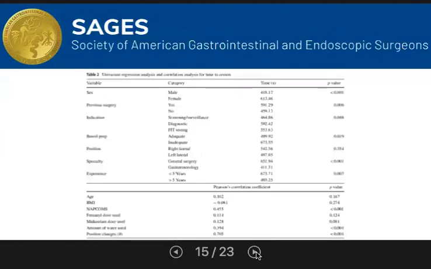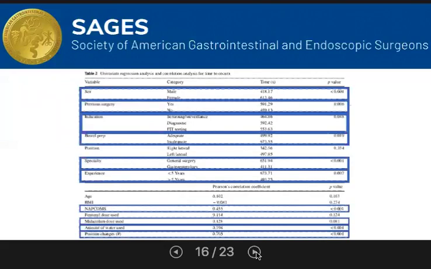This is the univariate regression analysis for time to cecum. Factors with a p-value less than 0.1 were identified to be independently associated with time to cecum. These included sex, previous surgery, indication, the adequacy of the bowel preparation, the specialty of the colonoscopist, either general surgeon or gastroenterologist, and the experience of the endoscopist, greater than or less than 5 years in practice. Also, NAPCOM score, the dosage of midazolam used, the amount of water used, and the number of position changes were identified using Pearson's correlation.